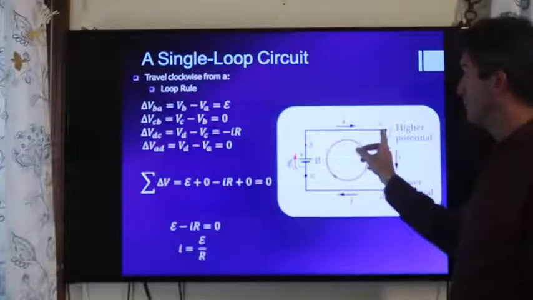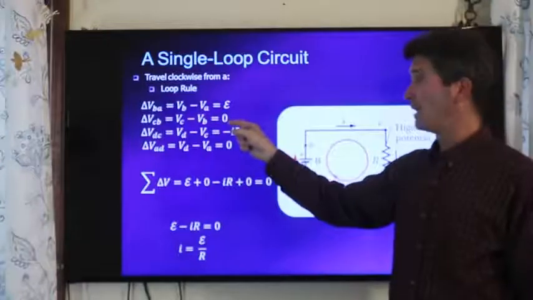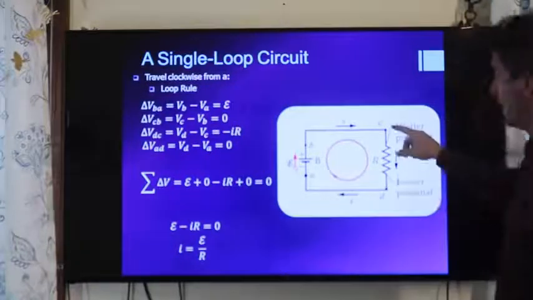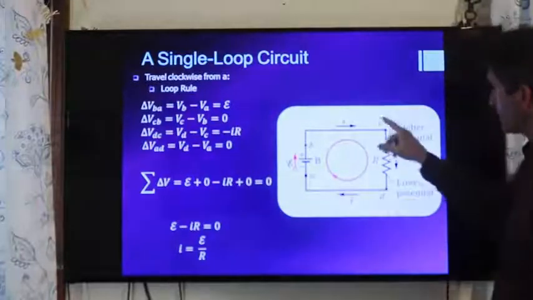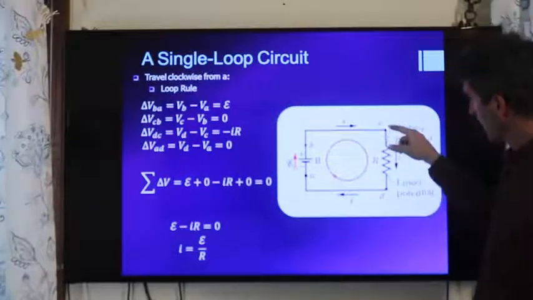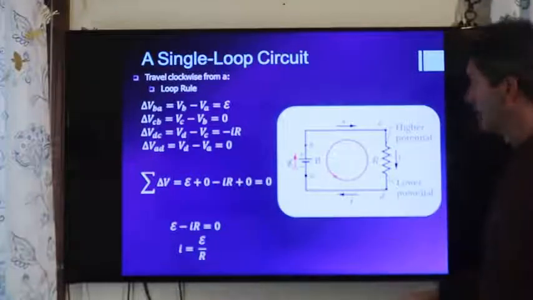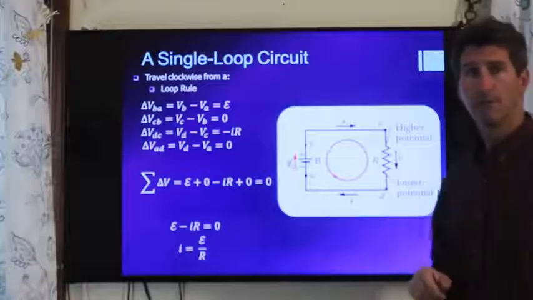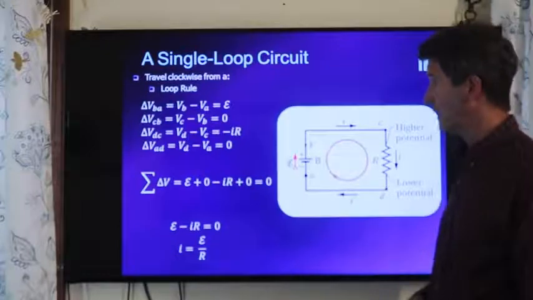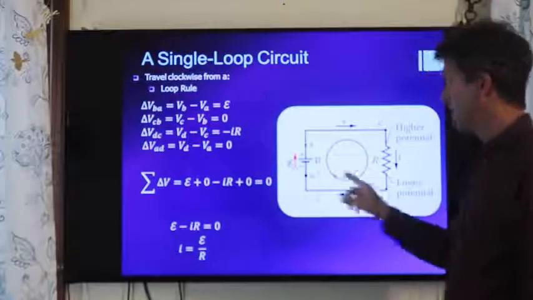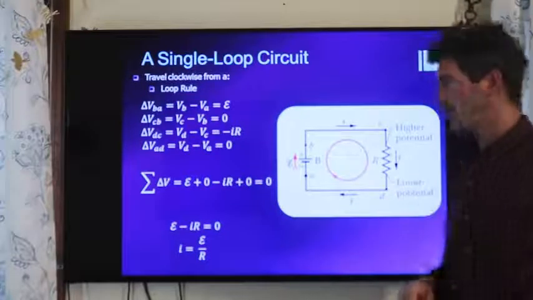From B to C, we're just going along a wire. There's no resistor or EMF, so that's 0. From C to D, again D minus C, as we go with the current, we're going from a higher voltage to a lower voltage. That means delta V is negative. So therefore, if delta V is negative, the potential drop there is negative IR. And then finally, from D to A, D minus A, the voltage difference is 0.